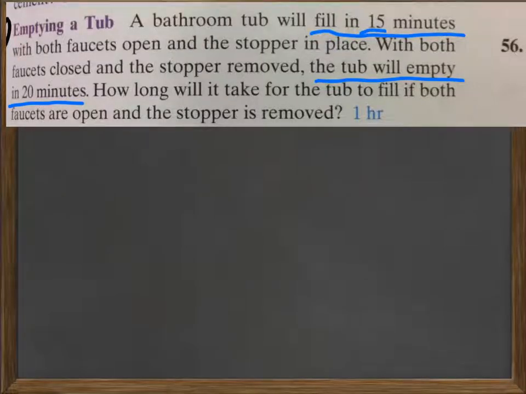Okay, our final example here is an example of a work problem. We read here that a bathtub will fill in 15 minutes if both faucets are open and the plug is in place. When the faucets are closed, you don't have the water running, take the stopper out, it takes a full 20 minutes for the bathtub to empty.